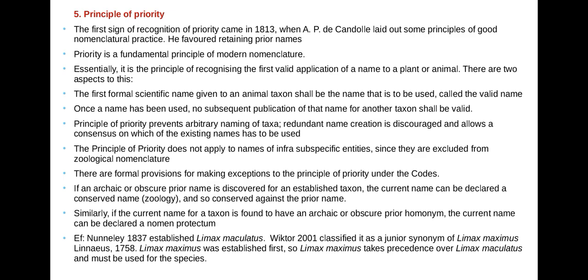There are formal provisions for making exceptions to the principle of priority under the codes. If an archaic or obscure prior name is discovered for an established taxon, the current name can be declared a nomen protectum and so conserved against the prior name. Similarly, if the current name for a taxon is found to have an archaic or obscure prior homonym, the current name can be declared a nomen protectum.